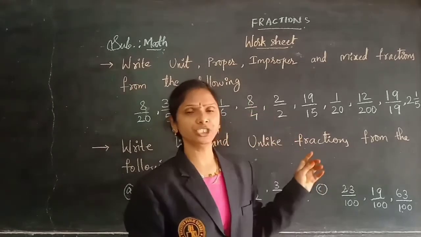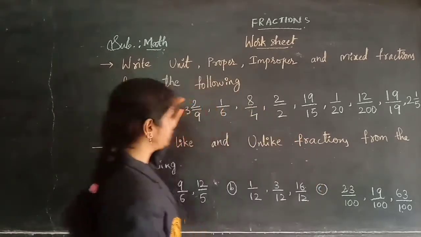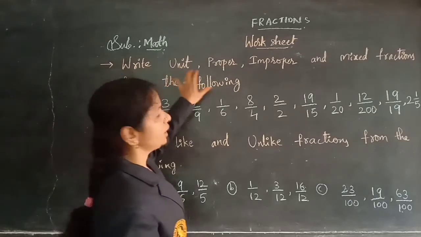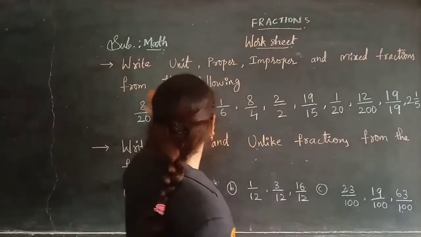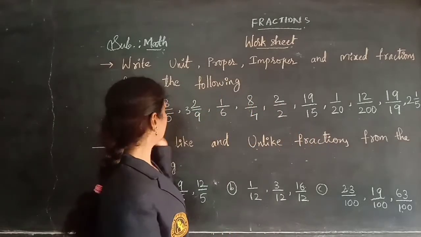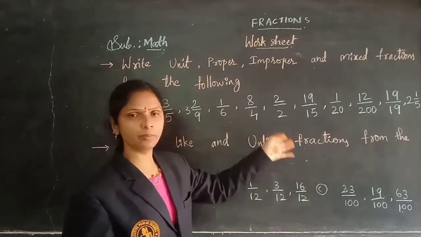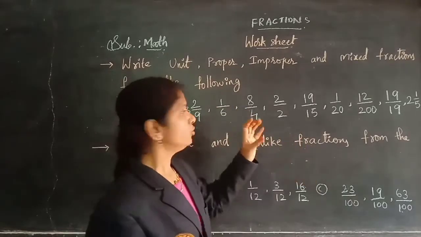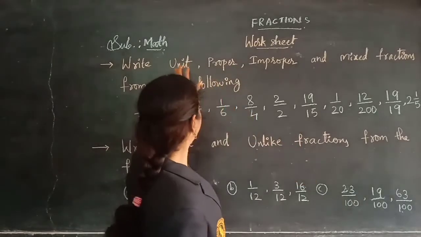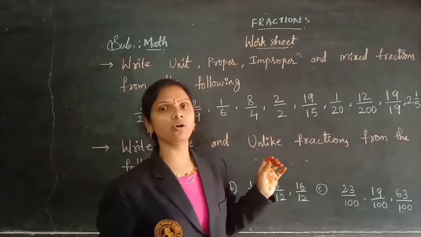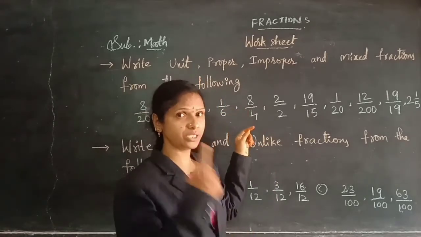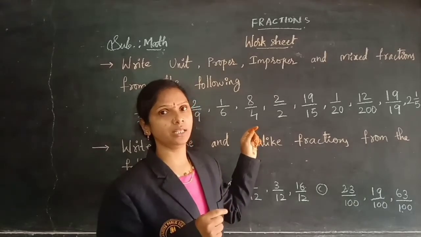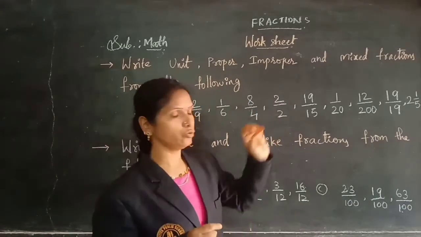Now I give the worksheet based on that. Have a look here. Write unit, proper, improper and mixed fractions from the following. Here I gave some unit, some proper, some improper, some mixed fractions, children. You need to separate them. How? For unit fractions, keep a side heading of unit fractions and write what the unit fractions are, where the numerator is one. So search where the unit fractions are.